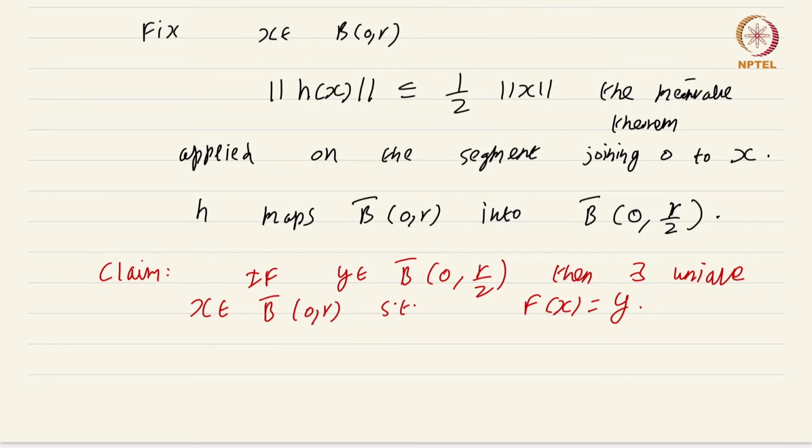But what I am claiming is that if you look at the set of points that are mapped into B closure 0 r by 2, but which come from B closure 0 r, every single point in B closure 0 r by 2 will be mapped by f. So the claim is, given y in B closure 0 r by 2, there is a unique point x in B closure 0 r such that f of x equal to y.